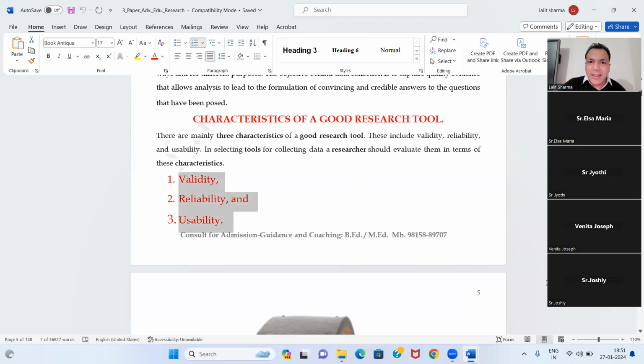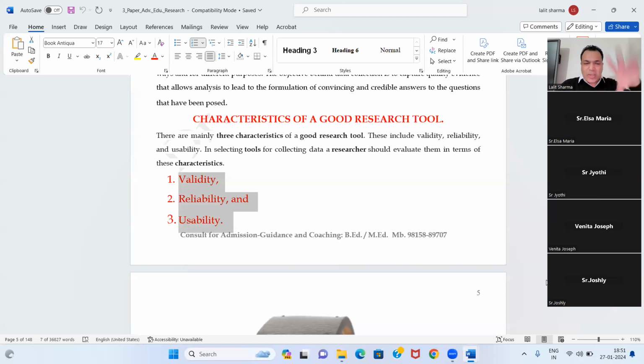Validity. Second is reliability. Third is usability. Mostly these are the characteristics of any tool in research. Reliability and validity are the two things that make the tool significant.